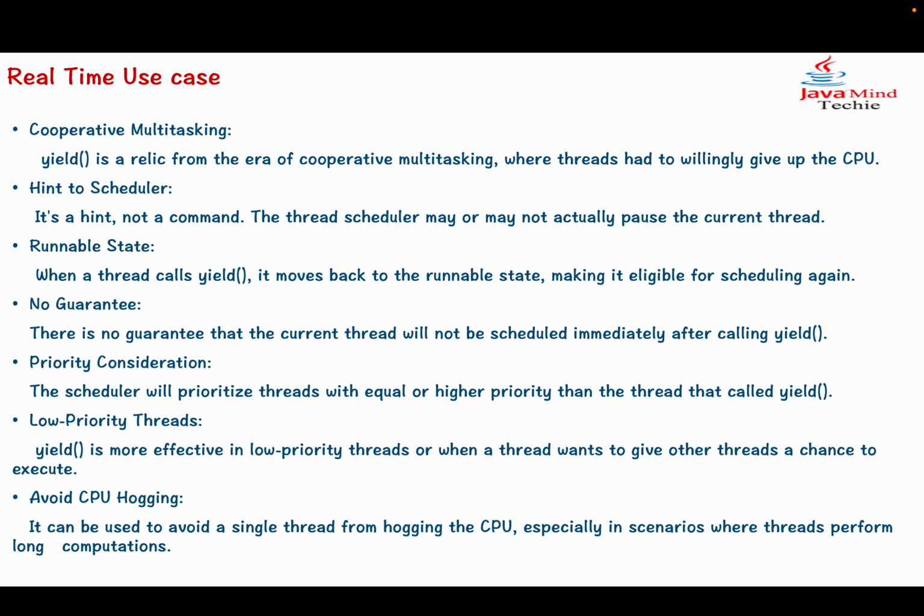The person standing in the queue needs to follow the same queue. Then priority consideration: the scheduler will prioritize threads with equal or higher priority than the thread that called the yield method. Next point, low priority threads. The yield method is more effective with low priority threads, or when a thread wants to give other threads a chance to execute. That is also an important point. Then the last use case is avoiding CPU hogging. It can be used to prevent a single thread from hogging the CPU, especially where a thread performs long computations. These are all important use cases of the yield method.